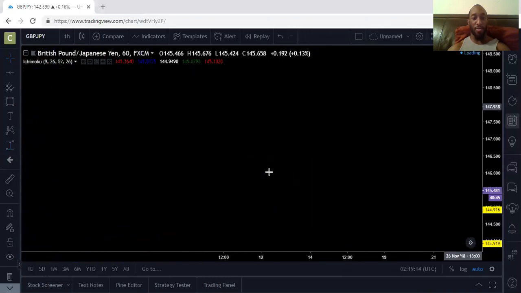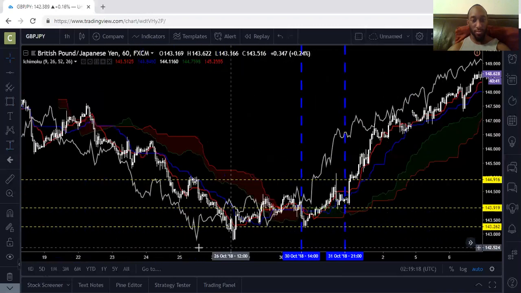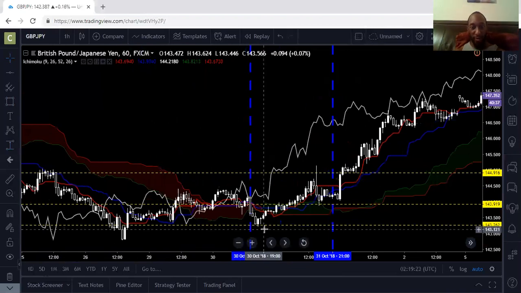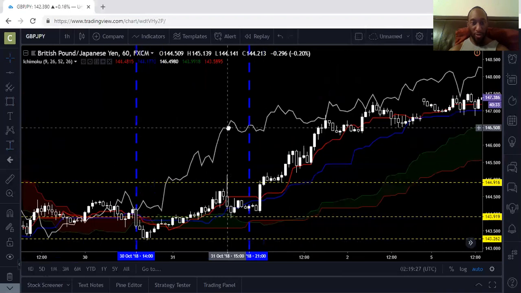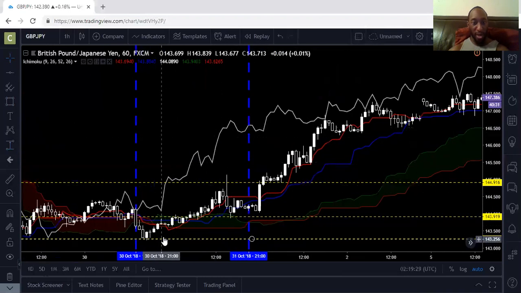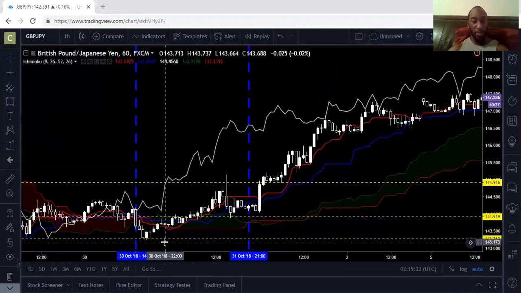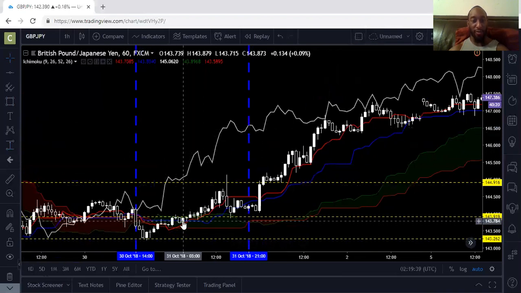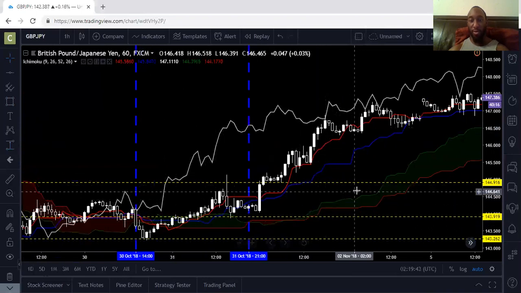Okay, so right in here, it's respecting resistance. All right. So once it showed that it's respecting resistance, you could have entered in two different places. But first, you want to confirm that you have your TK cross, which is right here. Once you find your TK cross, you're looking to see if you have a bullish future cloud.